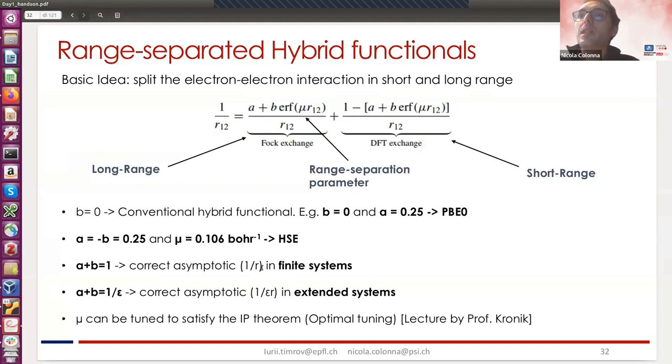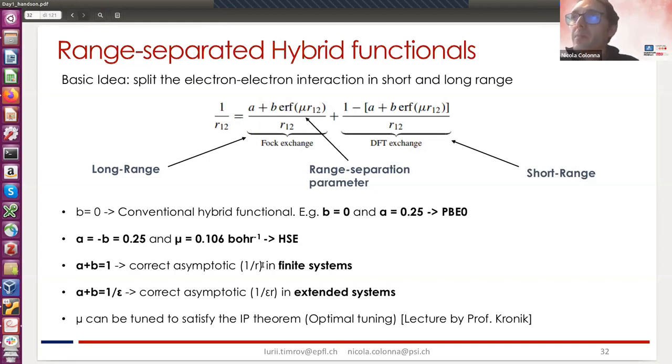In particular, you want that for a finite system, the asymptotic potential goes like 1/r, very far away from the system. Again, this was very well explained in the lecture by Professor Kronig. And then you need to have that A plus B needs to be equal to 1. But this is the correct asymptotic behavior for finite systems.